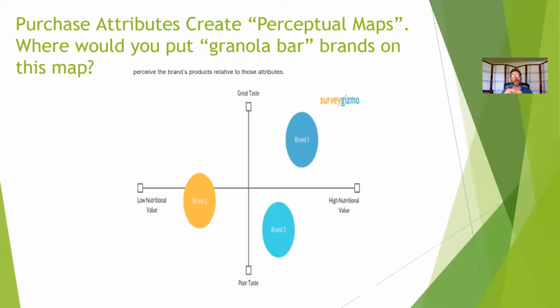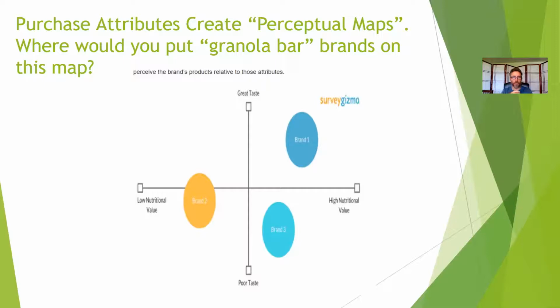But we could pretty easily, since we're all familiar with these products, start mapping out where we sit versus competitors on some of these purchase attributes. And what you get through the perceptual map exercise, you can wipe this slate clean and put up two more purchase attributes. What else would be important when considering buying a granola bar?